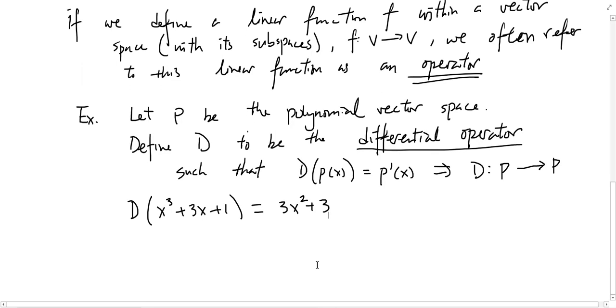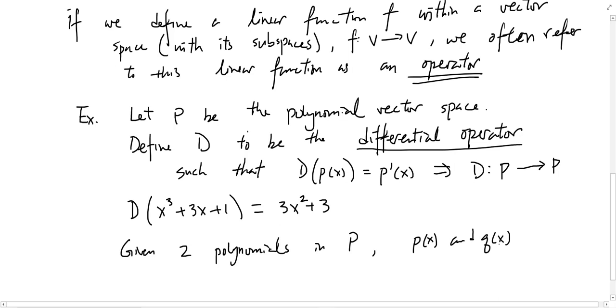So let's find out if it's linear. How do I show that? To show it's linear, I have to show that it satisfies the property that we set in 3.1, except that we are not talking about vectors in Rn, but polynomial functions. Let's say we're given two polynomials in P. We don't care what degrees they are, but I'll call them P of x and Q of x.